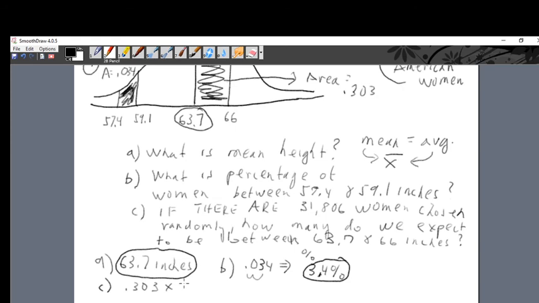times the 31,000, right? It's going to be 30% of those people. 0.303 is 30.3%, but it doesn't matter. Let's keep it in decimal. Decimal is good for us. So 0.303 times 31,806. Where did I get that 0.303? Right over here. Why did I get it? Because they're looking for the women between 63.7 and 66. Area 0.303. 0.303 times the 31,806. You need to get a calculator. Get a calculator.